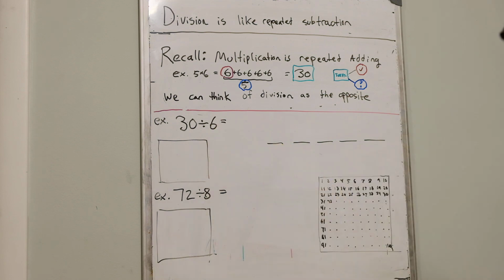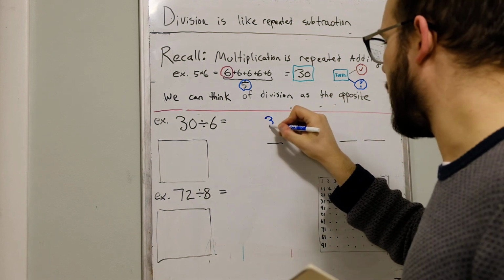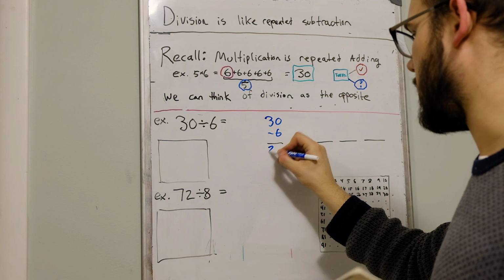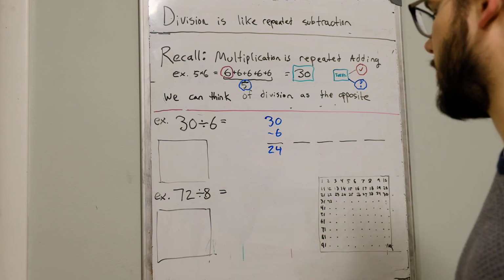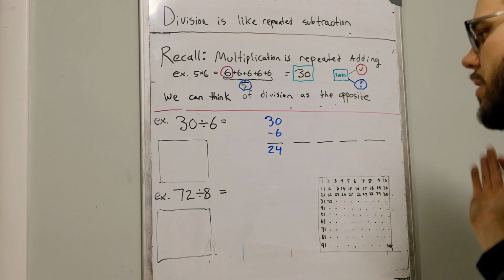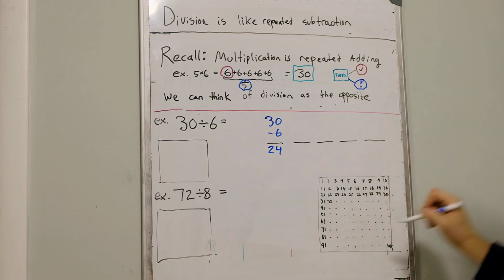So here we can look at an example like 30 divided by 6, and what we're going to do is take 30 and subtract 6. If we do that, we end up with 24. Right? So 30 minus 6 is 24. Now you could count this down for yourself. A good tool for this kind of thinking is this.